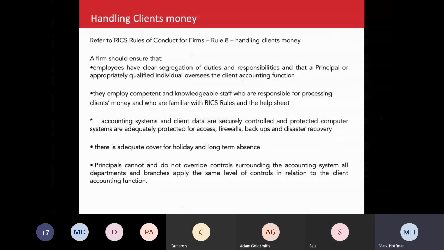I won't go into the rules of conduct for firms, but please do ensure that you fully understand the rules of conduct for firms, Rule 8, handling clients' money. Essentially, the most important thing is that the client's money is held in a separate account, and it has the word client in the account name. Okay, and of course, you would agree as to who interest is going to be paid to.